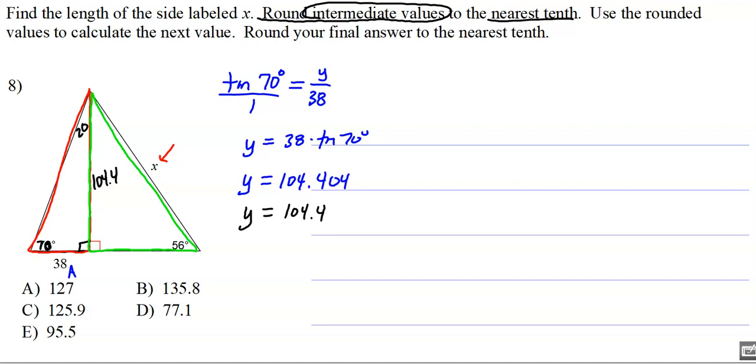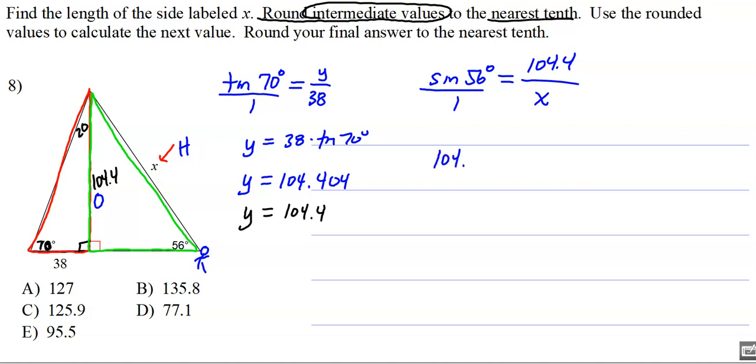So he doesn't really matter anymore. I now reposition and say, all right, dude, you're over here now. And I label my sides. Well, this is opposite and this is hypotenuse. So that's sine. So the sine, when standing on 56 degrees, is opposite over hypotenuse. Put a 1 under there, cross multiply, 104.4 equals x times the sine of 56. Get x by itself through division.